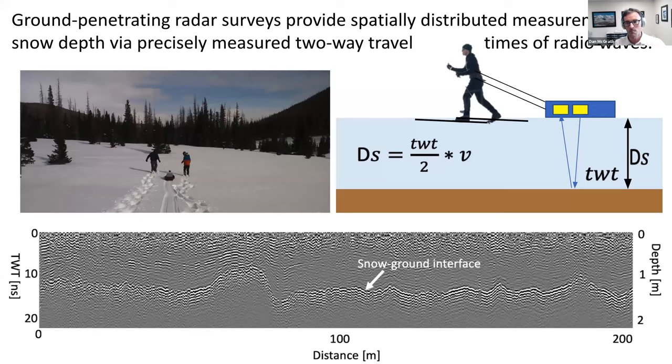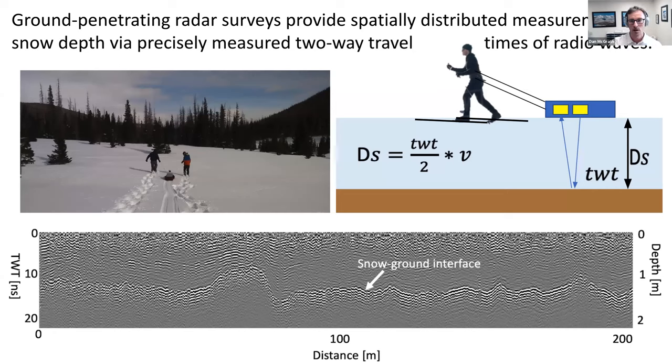The result of collecting and then processing this radar is a radargram, and that's what's pictured down here at the bottom of the slide. Just to orient you to this figure, distance is along the x-axis, a roughly 200 meter long transect over which we collected GPR. On the left y-axis is the two-way travel time in nanoseconds, and on the right axis is depth below the surface. The snow-air interface is the top of the radargram, and then you can see this bright reflector that I've noted with an arrow here is the snow-ground interface.